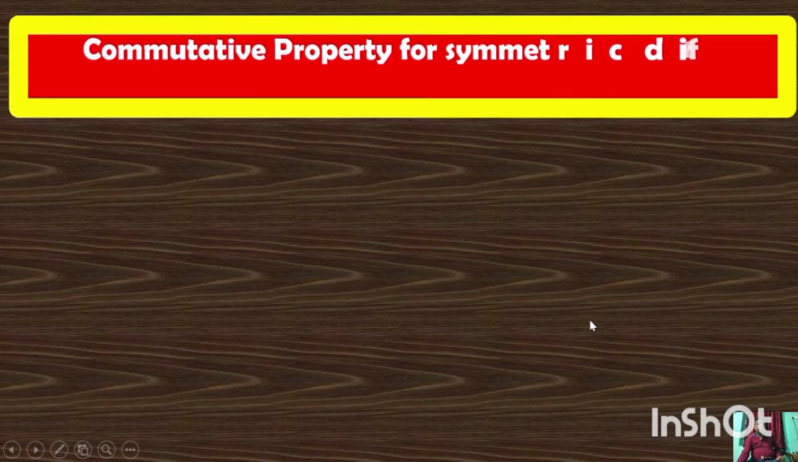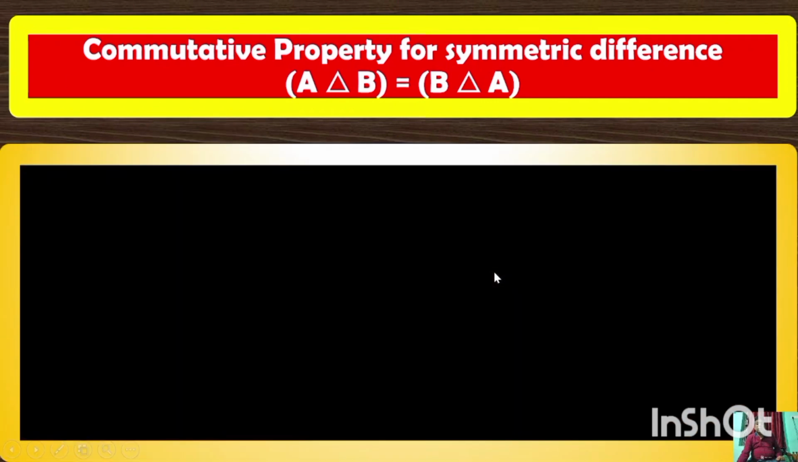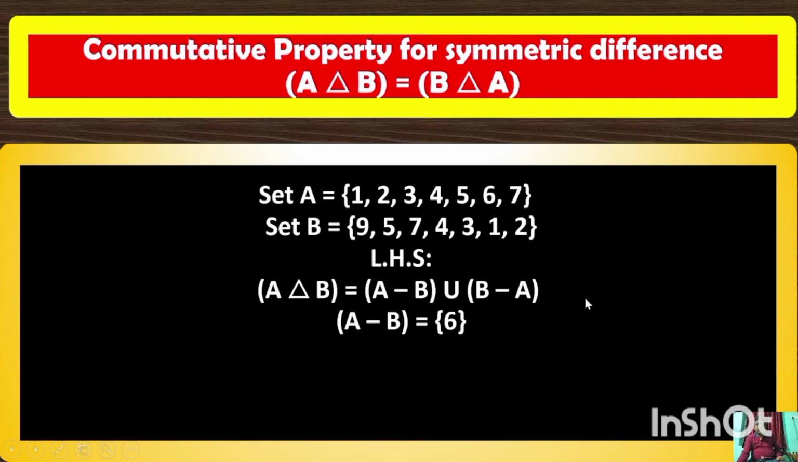Very interesting concept. Let's see how. A delta B is equal to B delta A. It means the symmetric difference set obeys the commutative property, right? For example, we have taken the two sets A and B. Now find out A delta B, which is A difference B union B difference A.